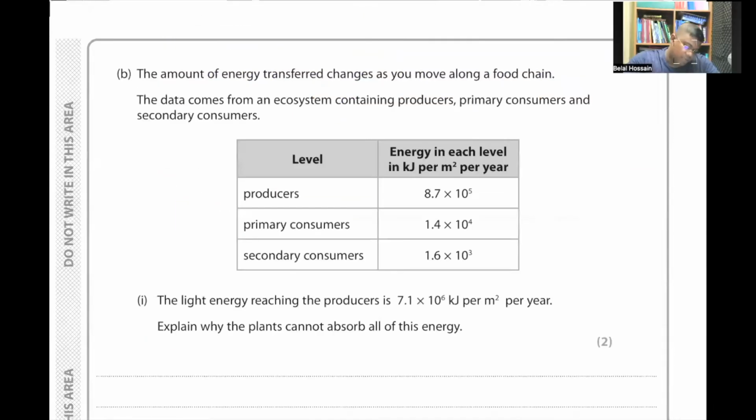A. Part B. The amount of energy transfer changes as you move along a food chain. The data comes from an ecosystem containing producers, primary consumers, and secondary consumers. The light energy reaching the producers is 7.1 times 10 to the power of 6 kilojoule per meter square per year. Explain why the plants cannot absorb all of this energy.